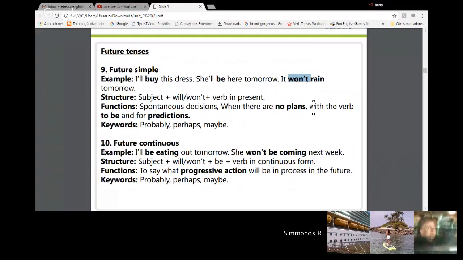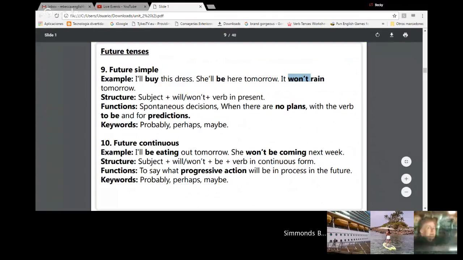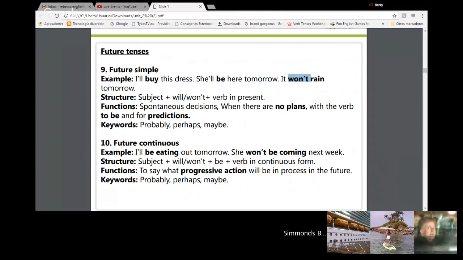Yes. I'm gonna buy this dress. It's also the future simple. Well, it's actually pretty colloquial, so let me go ahead and write that in the chat. I'm going to buy. Exactly. I'm going to buy this dress. Okay. Yes, it's the same as I will buy this dress.